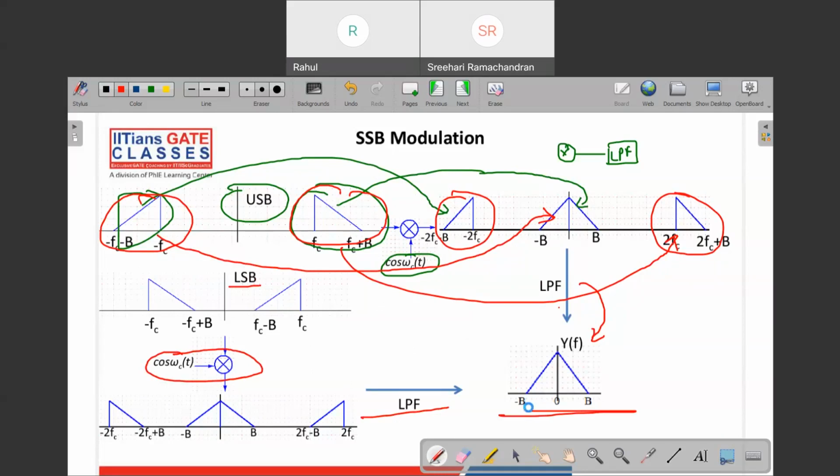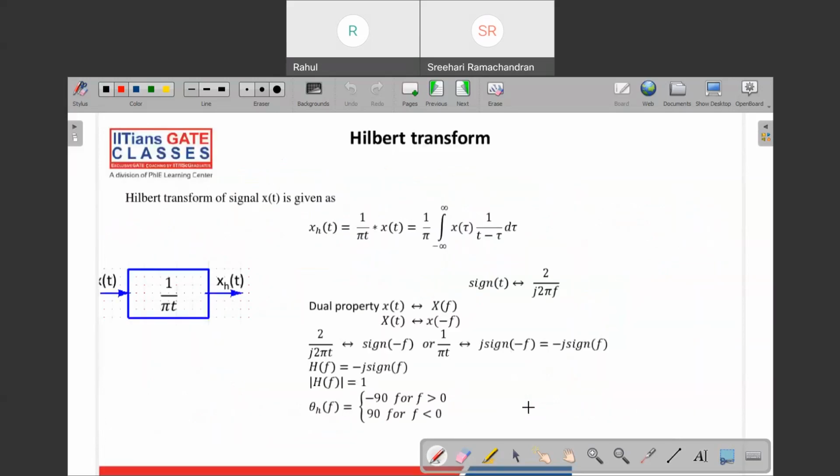Let me go to the next slide. Now, I will just quickly go through the Hilbert transform, and the motivation here to use the Hilbert transform is to generate the SSB signal. How do we generate the SSB signal? So what is the Hilbert transform?